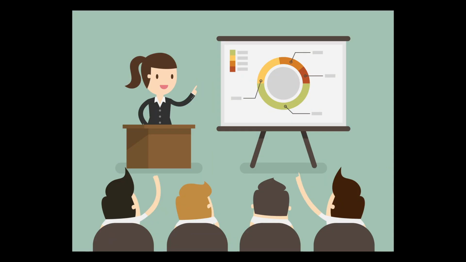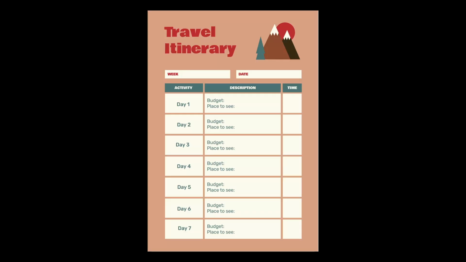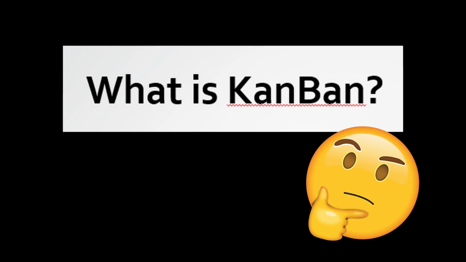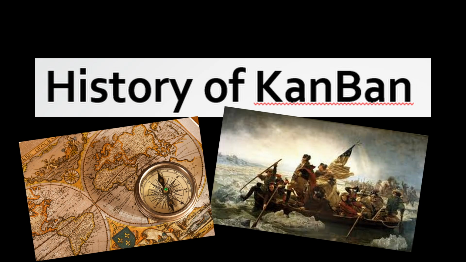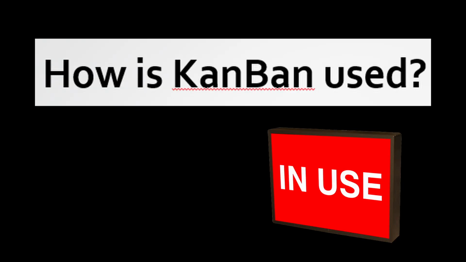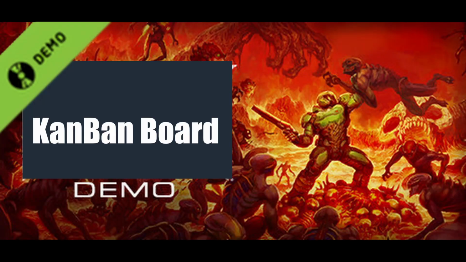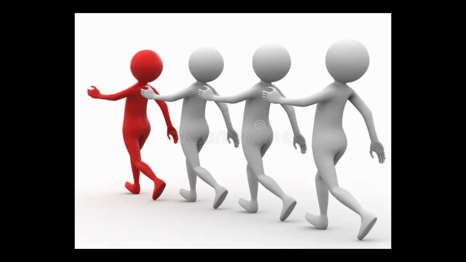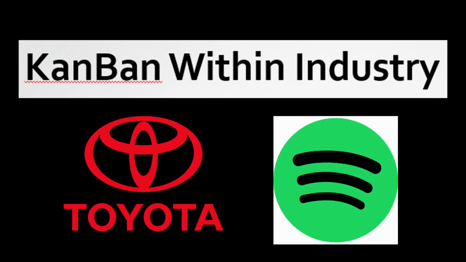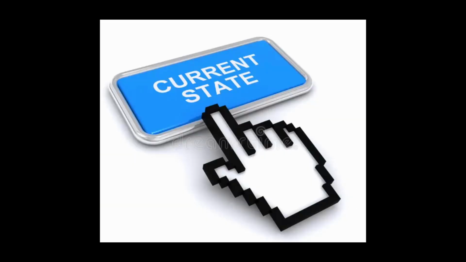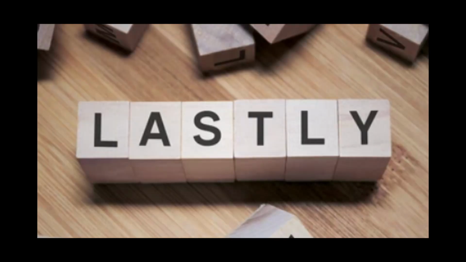Before we start going into the presentation, let's go over everything I'm going to talk about today. First, we're going to talk a bit about what KanBan is. Then we're going to move a bit into the history of KanBan. Then we're going to look at how KanBan is used and how it's used in other industries. And then we're going to do a demo of using a KanBan board. Following that, I'm going to go over some specific software development companies that use KanBan and the current state of KanBan. And then we'll end it off with a recap of these topics again.